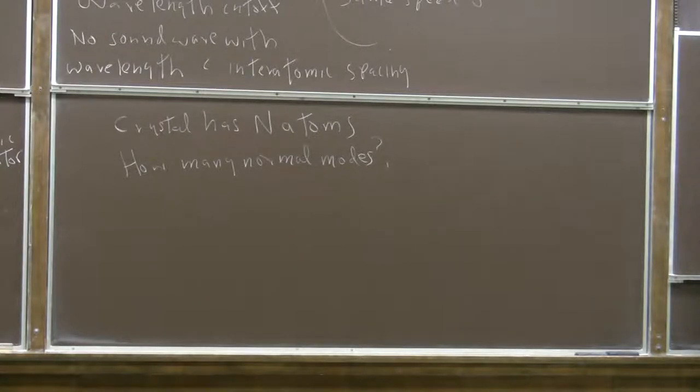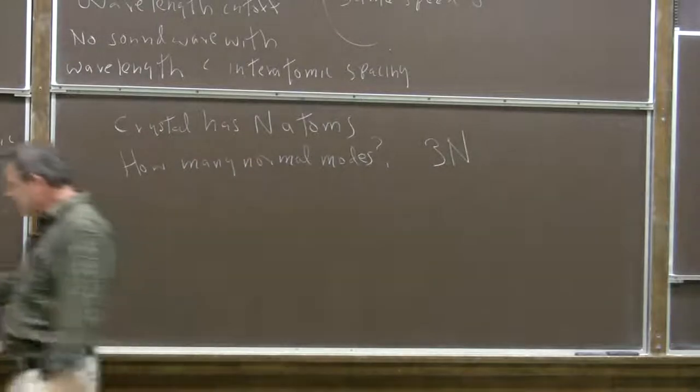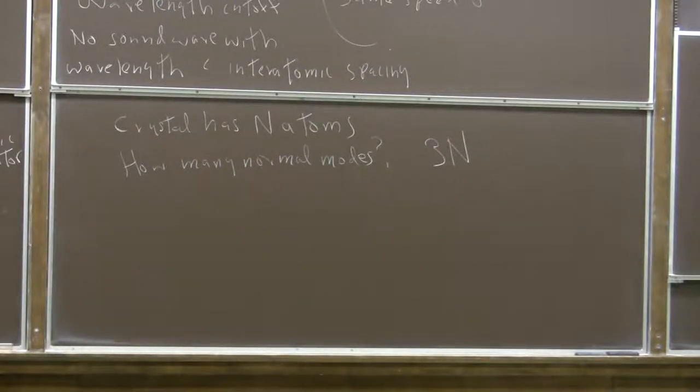3n, right? 3 directions of motion for each of n atoms. So the answer is 3n. And what I'm going to do is use the same kind of approximation that we used for a large cavity in the electromagnetic case, replacing the sum over modes by an integral, but I'm going to cut the integral off at some maximum value of the frequency or the wave number, so we don't include more modes than there actually are.